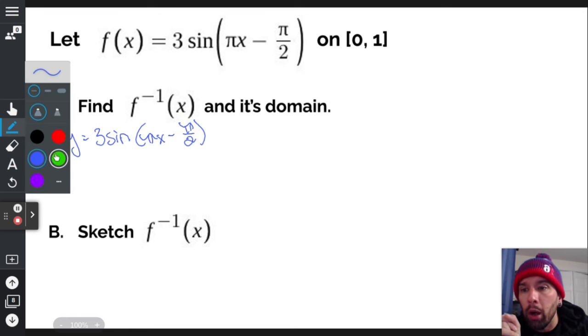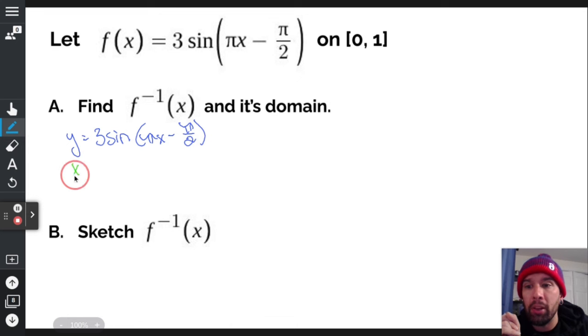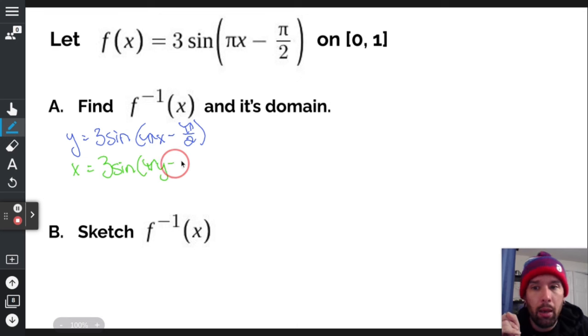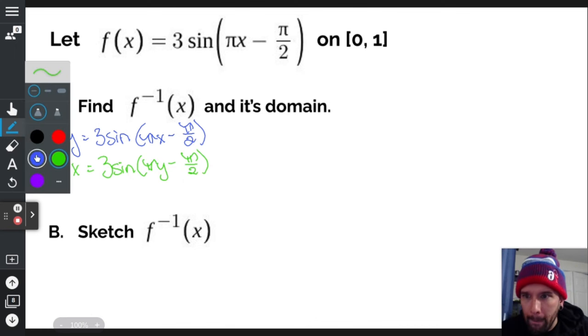And step number one when finding the inverse is flip-flop the x and the y. So x equals 3 sine pi y minus pi over 2. So many pi's. It's like we're at Thanksgiving. Now I need to solve for the new y, okay?